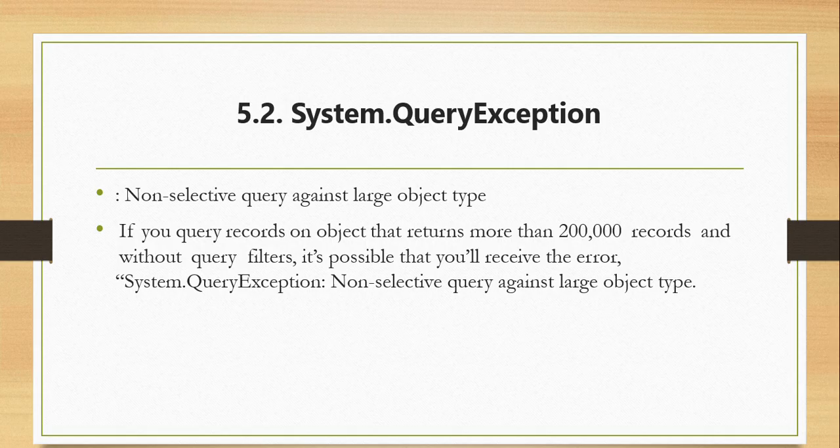System.QueryException: non-selective query against large object type. If you query records on an object that returns more than 20,000 records and without query filters, it is possible you will receive the error System.QueryException: non-selective query against large object type.